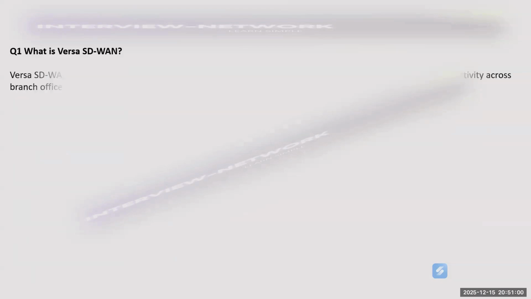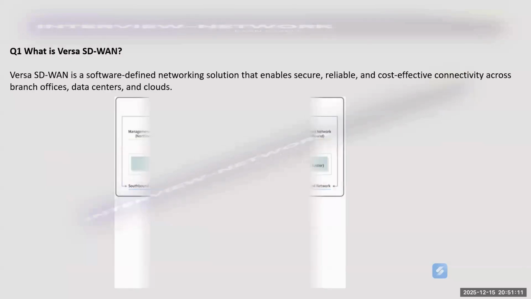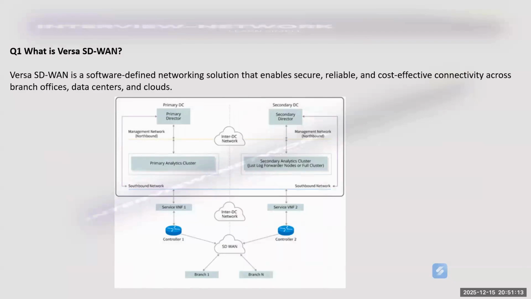What is Versa SD-WAN? Versa SD-WAN is a software-defined networking solution that enables secure, reliable, and cost-effective connectivity across branch offices, data centers, and clouds. As you can see from this diagram, we deploy the SD-WAN controller in the data center, and from there we control and manage your entire network. It's a centralized way: we deploy the SD-WAN controller in the data center, and accordingly we deploy the WAN edge boxes on the remote sites or on the hub sites, and from there we manage the entire network. How, what, and where, we will understand in this video.